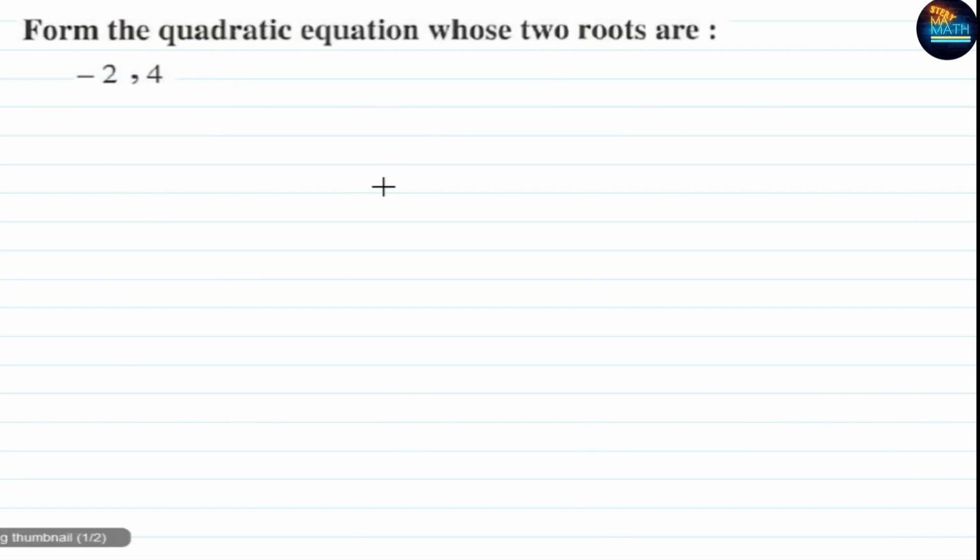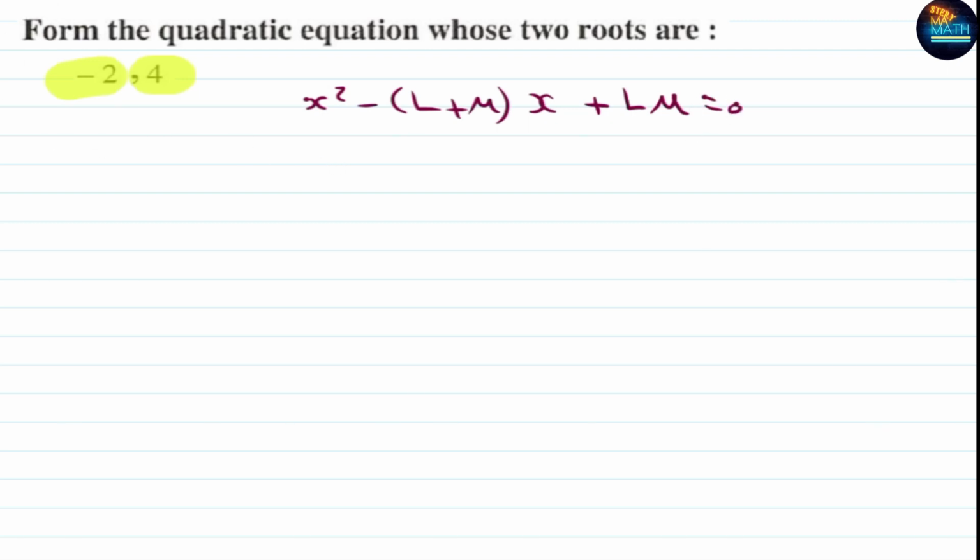Let's take an example. Form the quadratic equation whose two roots are -2 and 4. Now we know that the first root is -2 and the second root is 4. How to form the quadratic equation? You know that the quadratic equation is in the form x squared minus (L plus M) multiplied by x plus LM is equal to 0. Remember, before the sum of the two roots you have a negative before the parentheses, so negative multiplied by (L plus M) times x, and then the product is positive. So we need the sum of the two roots, and we need the product of the two roots.